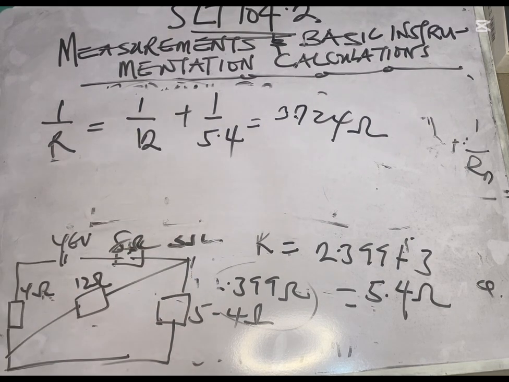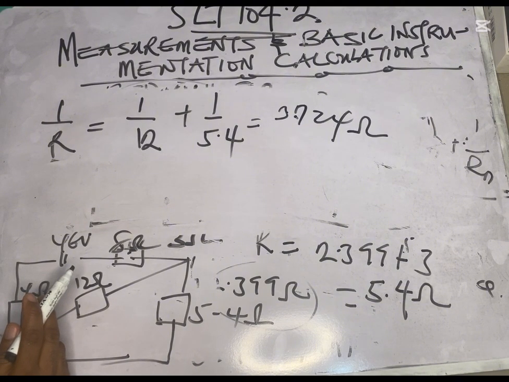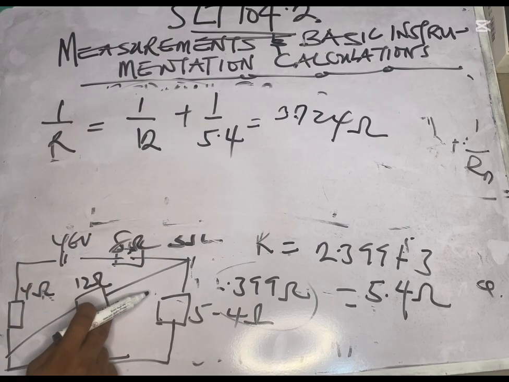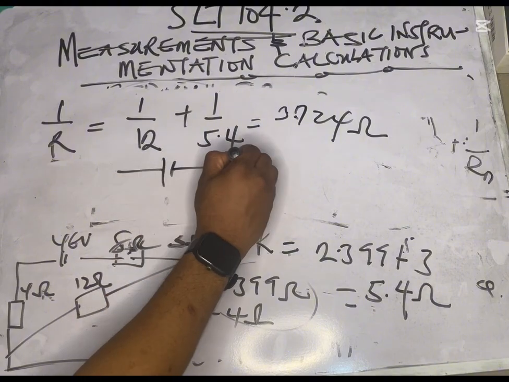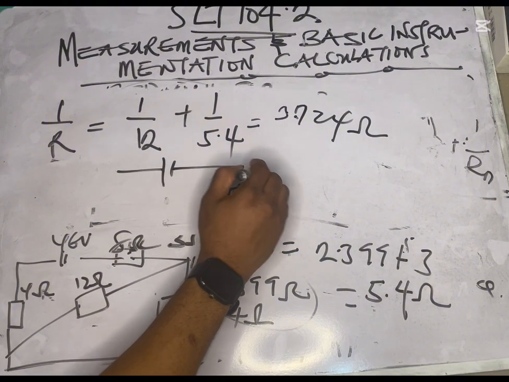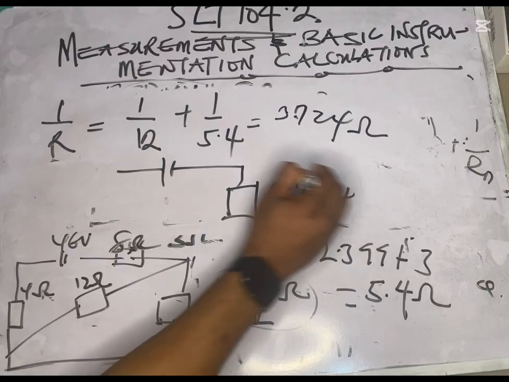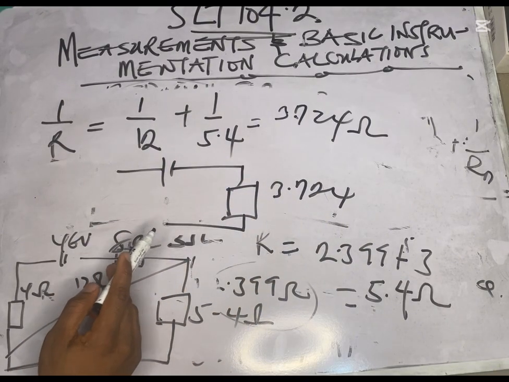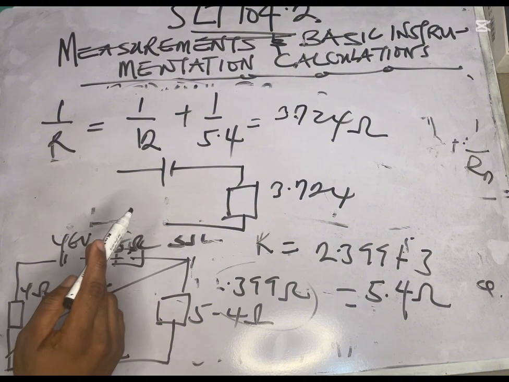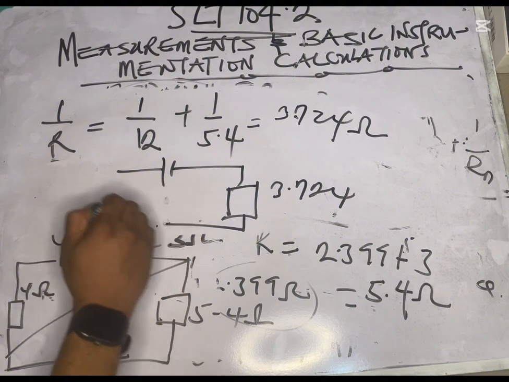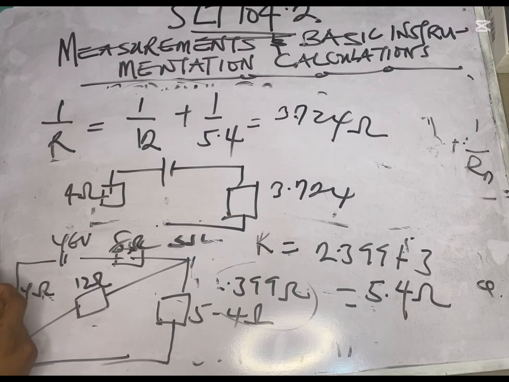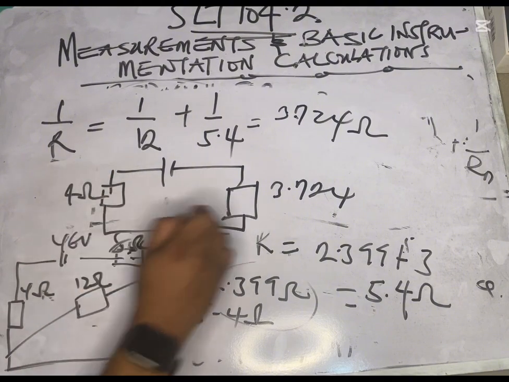So when we resolve, we have 3.724. So having 3.724 now, it means that we've been able to remove this 12 ohms. All right, so it means that we have this, then we have 3.724. Then coming down here, at this point we have our 4 ohms. We have our 4 ohms. Okay, then we close it.